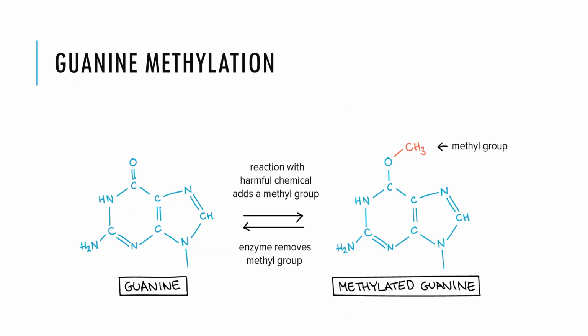Next is guanine methylation, another type of mutation. In the case of guanine, as you can see here, the guanine is present, and if there is a harmful chemical that has a methyl group, it will lead to the methylation of guanine. So you can see here there is an addition of one methyl group. So it is another form of mutation by chemicals.